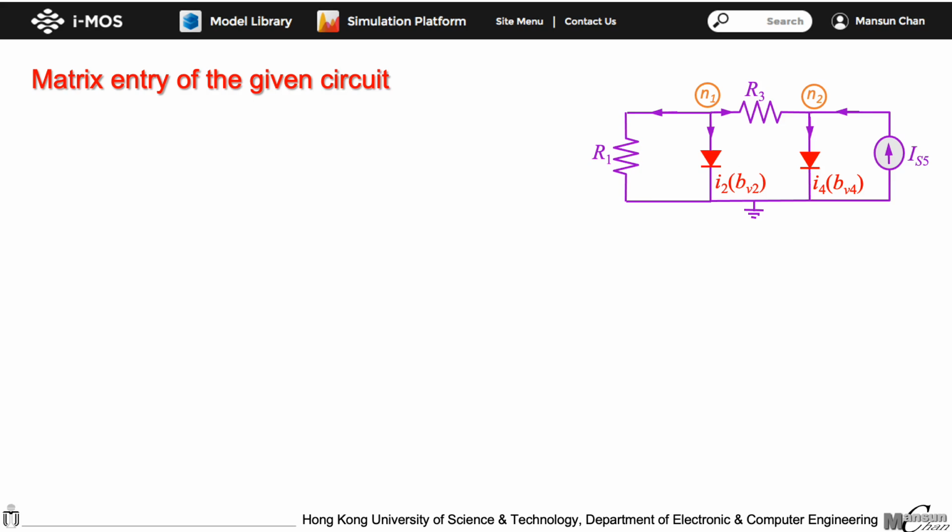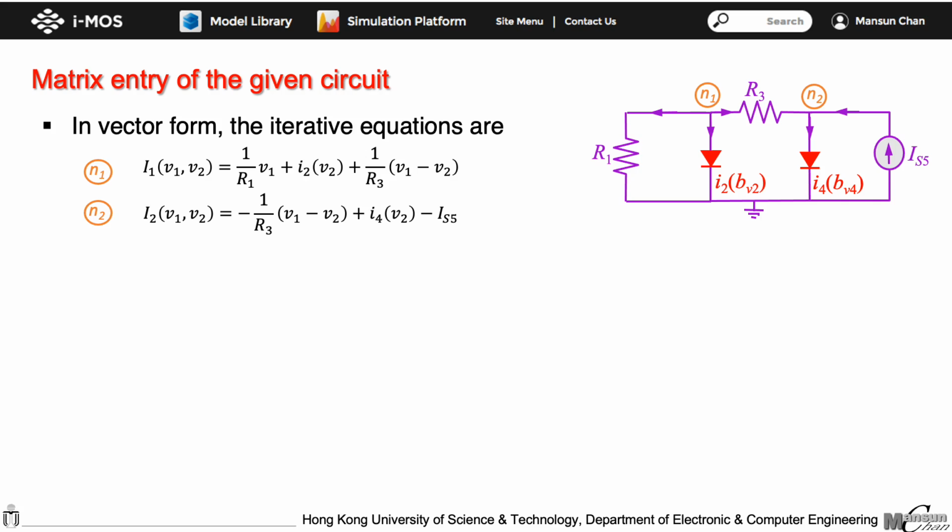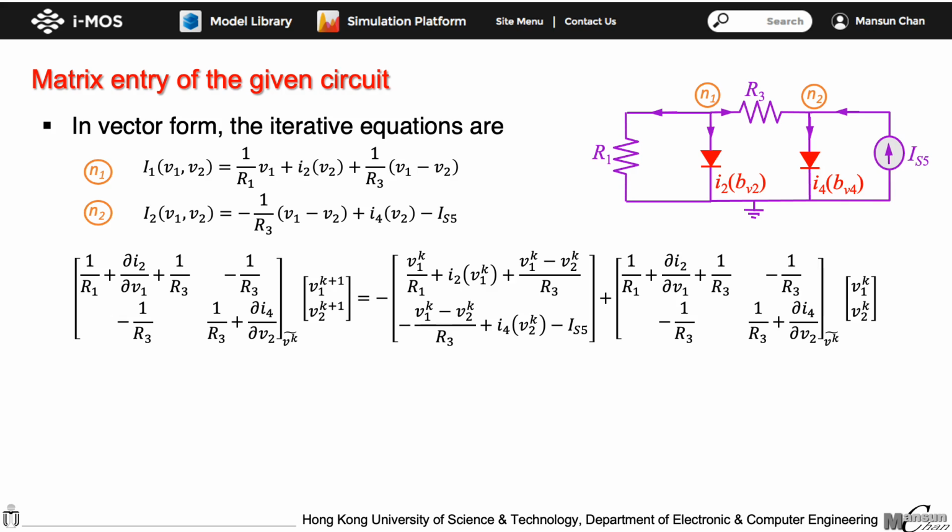Let's go back to the example circuit. The functions of total node currents as a function of node voltages are repeated here. Following the iteration process, the matrix equation for iteration is given here. While it looks complicated, the right-hand side of the equations are all evaluated at the kth iteration, with all the vk's given. So their values can be calculated quite easily.